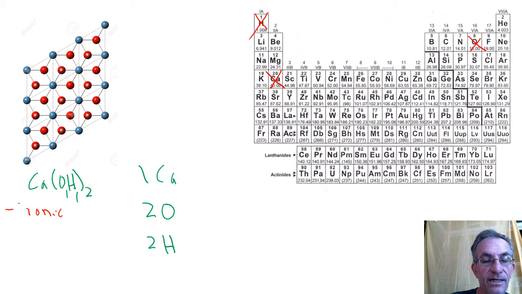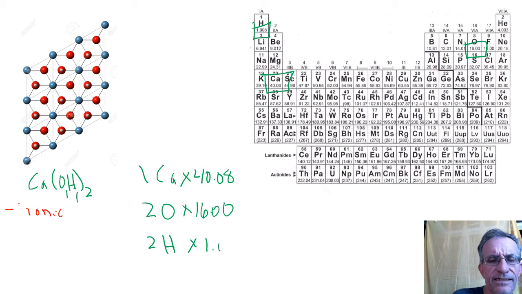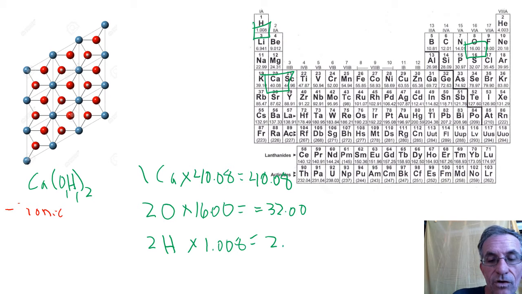So you would do, let's see here. I should have maybe erased a little bit of this so you could see it. There we go. So you would add up 1 calcium, 40.08, twice oxygen, 16, and then twice hydrogen. Sorry about that. So it'd be 40.08 from the calcium. If you double the oxygen, you double 16, you get 32. And then you double the hydrogen, you get a little over 2.